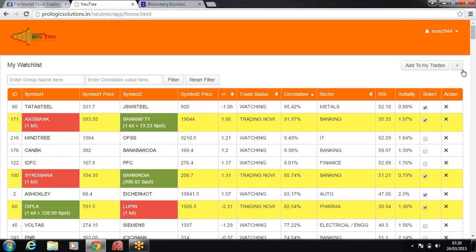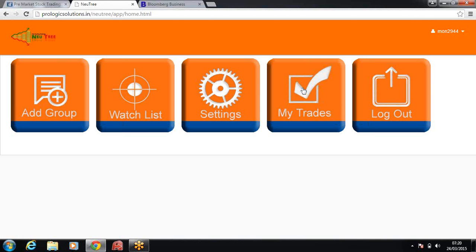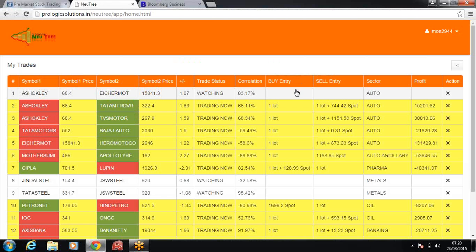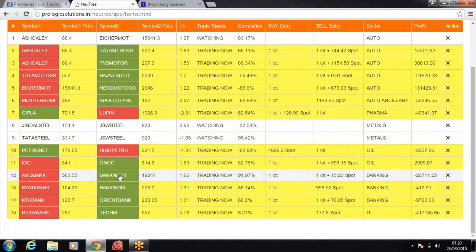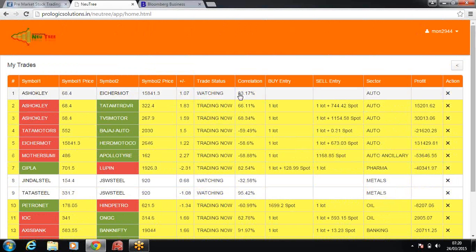So let me just come back to my trades, what I have. I have chosen these trades and then I have put them in. And there are 3 calls which we had exited yesterday. So around 15 or 14 running trades, 3 are out. So let's just check the profits of this. Your correlation is 83% for Ashok Leyland and EM. So we'll just click on this.